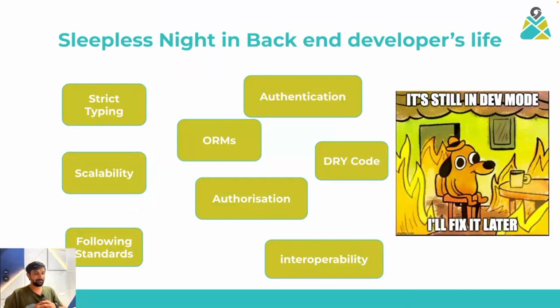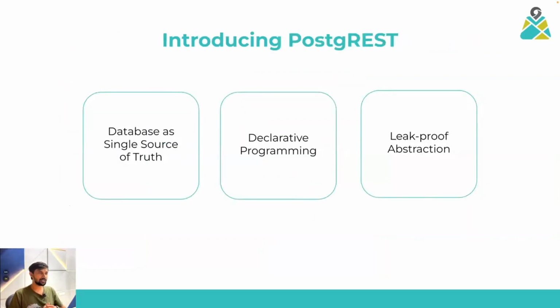The sleepless night in a backend developer's life is when you are creating APIs. You have to be sure that you are using strict typings, you are using ORMs, authentication, authorization, you are writing DRY code, the code itself is scalable, you are following all the standards out there, and most important is the interoperability of the APIs that you are building. So this is where PostgREST comes into the picture, because Postgres has the database as a single source of truth. For all of your authentication, authorization and data itself, the Postgres database is a single source of truth. Then it is using declarative programming and it is a leak-proof abstraction.